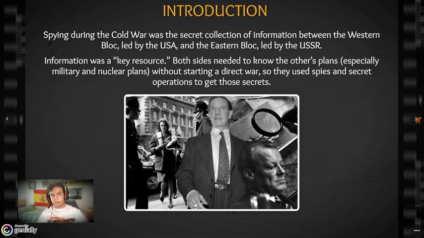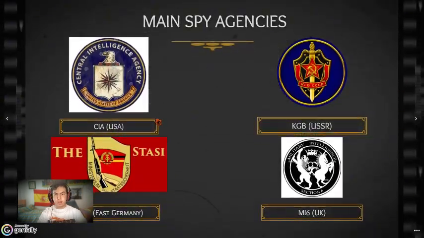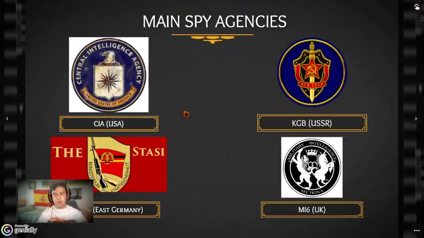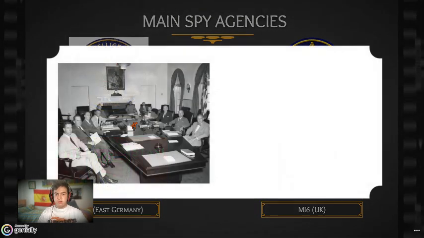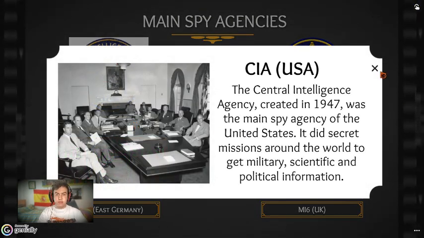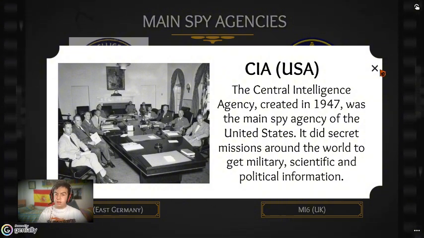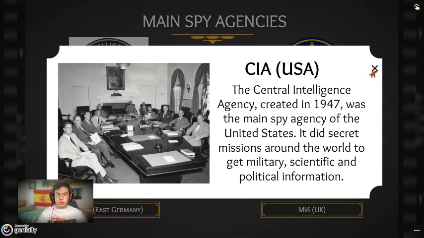We start with the main spy agencies. First, the CIA of the USA, the Central Intelligence Agency, created in 1947, was the main spy agency of the United States. It ran secret missions around the world to get military, scientific and political information.